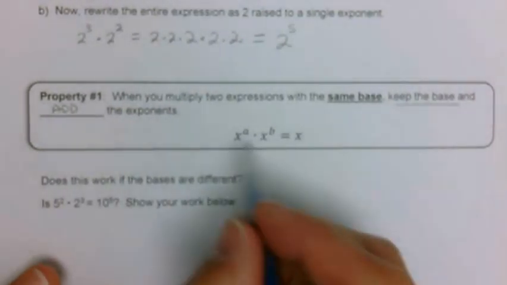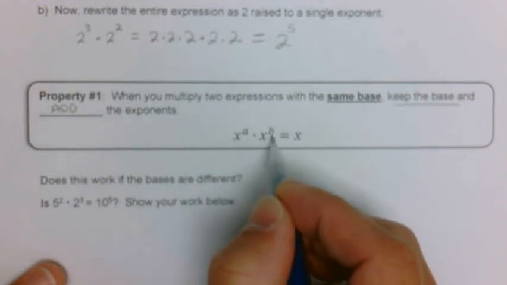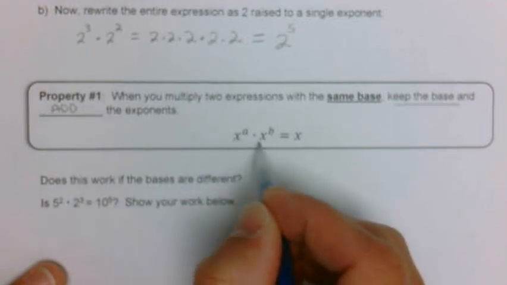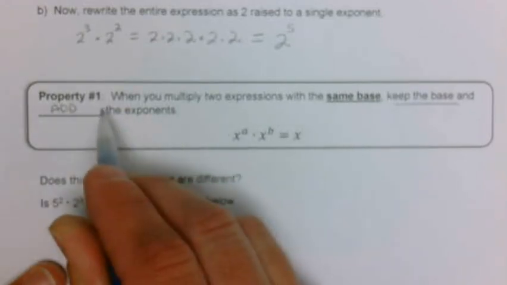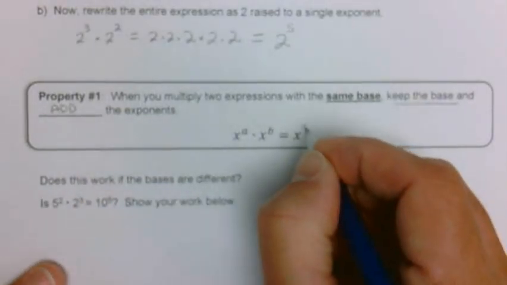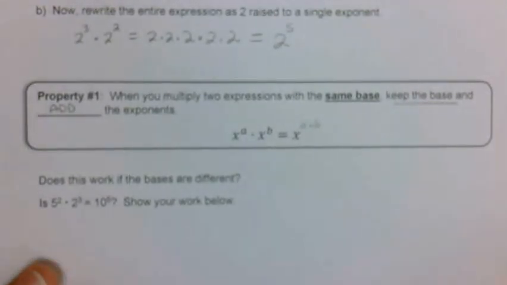So x to the a power times x to the b power, since the bases are the same, I'm going to keep it, and then I'm just going to add the exponents together, a plus b.